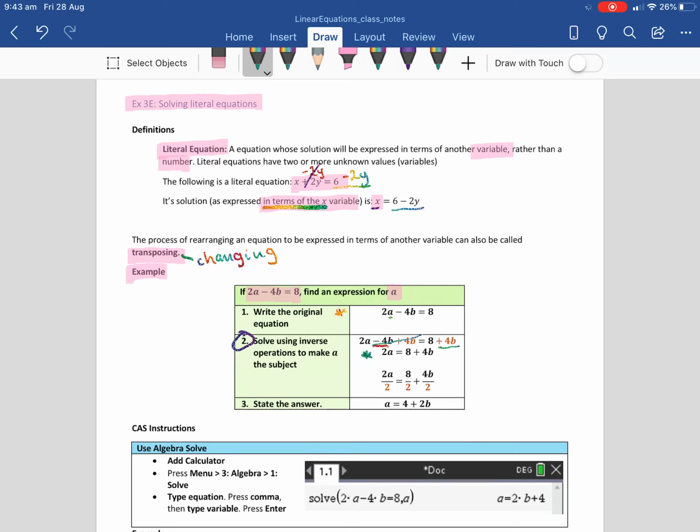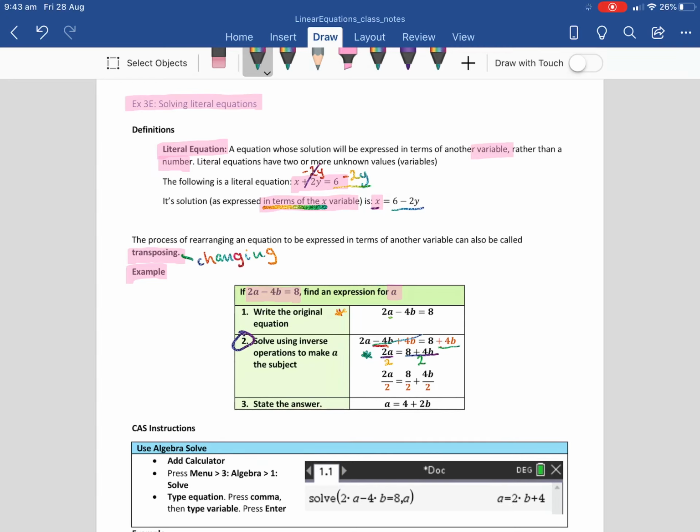All right, we still don't have the a by itself. We want to make a the subject, or a on its own. So we need to get rid of this 2. At the moment it says 2 times a, so we need to divide by 2. Okay, the opposite of times is divide. And whatever you do to one side, you have to do to the other side. Divide that whole side by 2.